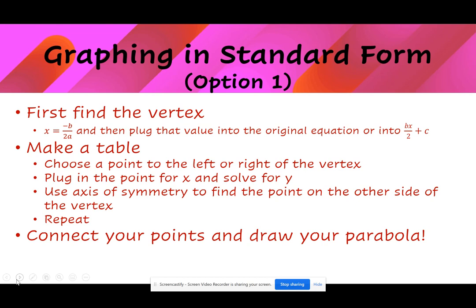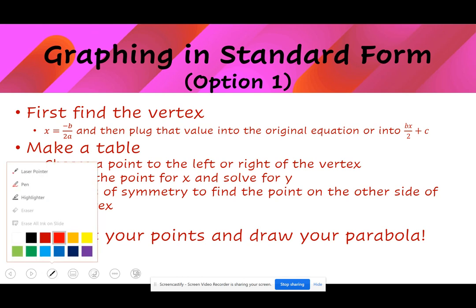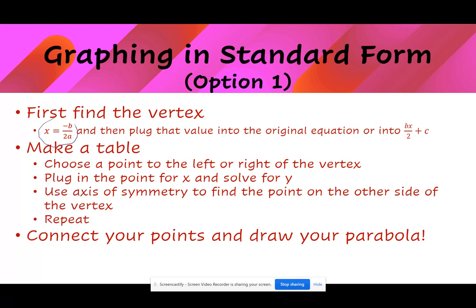So the first way is that you first find the vertex, which we did last lesson. Just as a reminder, you use x equals negative b over 2a to find your x value of the vertex. Then you plug that value into the original equation or into this bx over 2 plus c. So that's what we focused on last class.